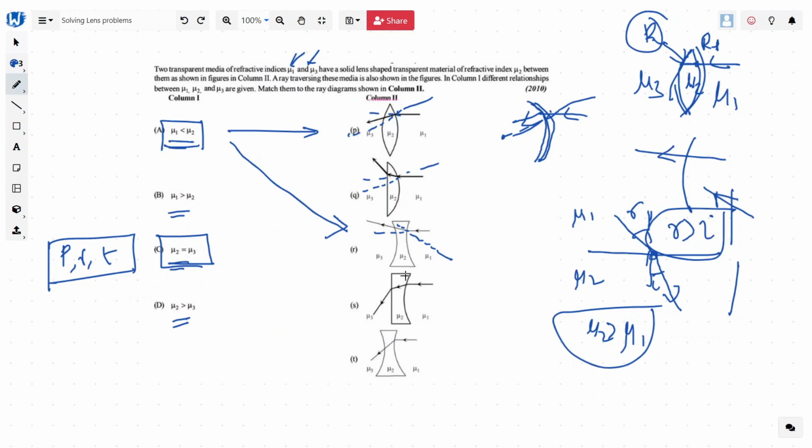Now look here, on this surface the normal is like that. The ray of light is bending away from the normal, so this is not true. And over here, this is a normal, and the ray of light is coming like that, bending away from the normal. So mu2 is less than mu1, but here we want mu2 greater than mu1. So these are the only two cases, and the answer for the first case is P and R.